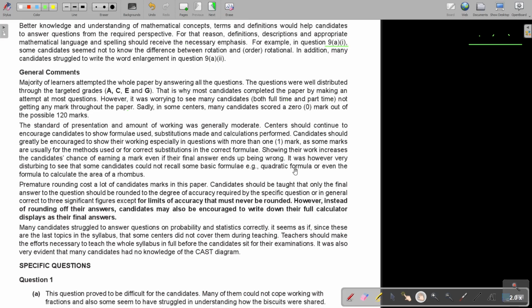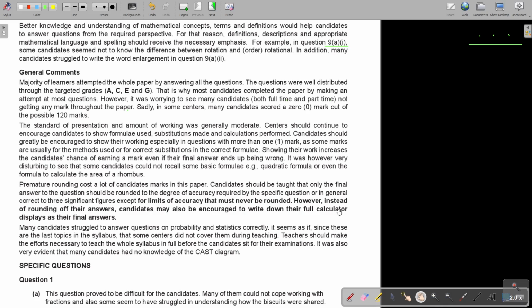So premature rounding cost a lot of candidates marks in this paper. Candidates should be taught that only the final answer to the question should be rounded to the degree of accuracy required by the specific question, or in general correct to 3 significant figures, except for limits of accuracy that must never be rounded. However, instead of rounding off their answers, candidates may also be encouraged to write down their full calculator display as their final answer.